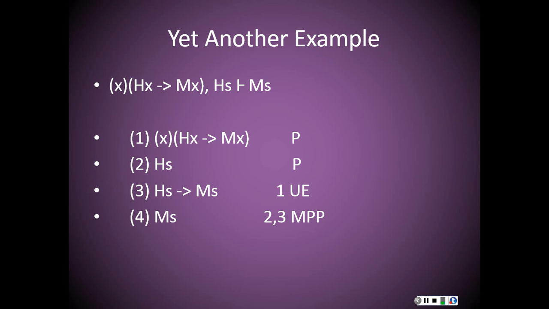And now we're done. So note that on line 3 we applied the rule of universal elimination to line 1. That was the new rule that we had. But then from there on it was as if we were just working within propositional logic.